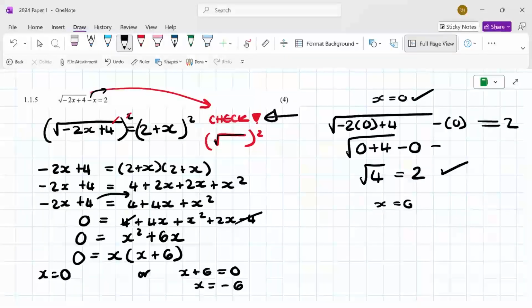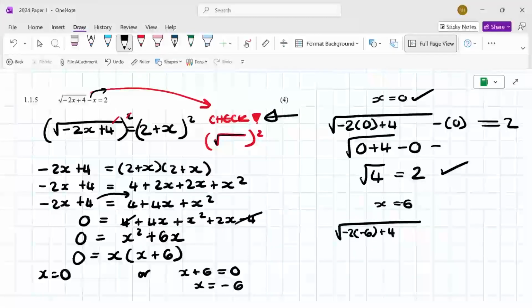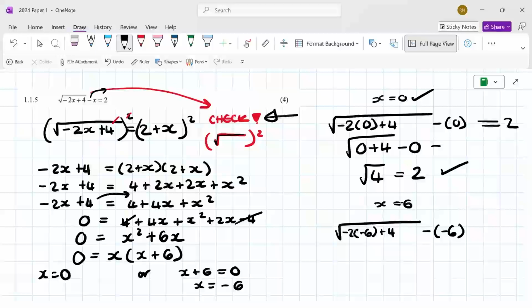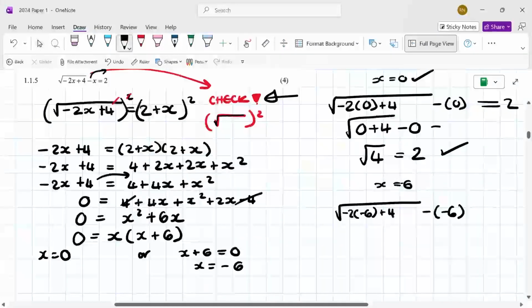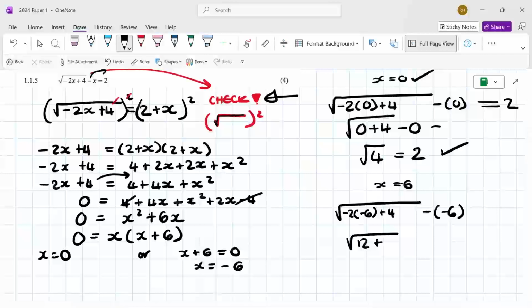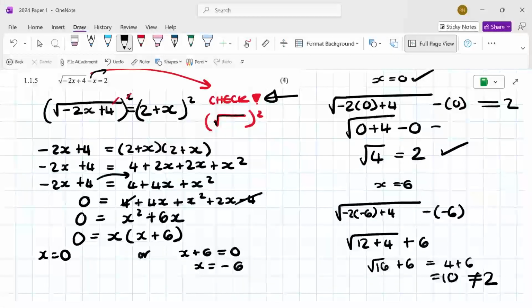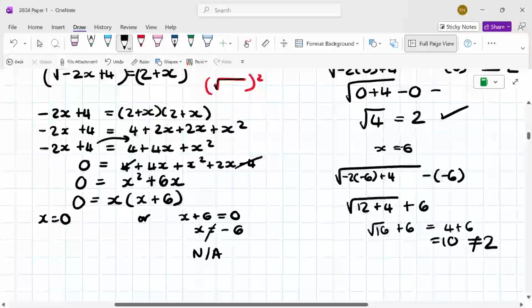Let's try x equals minus 6. Square root of minus 2 times minus 6 plus 4, minus minus 6. This needs to give us 2. Let's see if that works. I'll have the square root of 12 plus 4 plus 6. 12 plus 4, the square root of 16 plus 6. This gives me 4 plus 6, which is equal to 10. This is not equal to 2. So x is not equal to minus 6. This one is not applicable, or no solution.